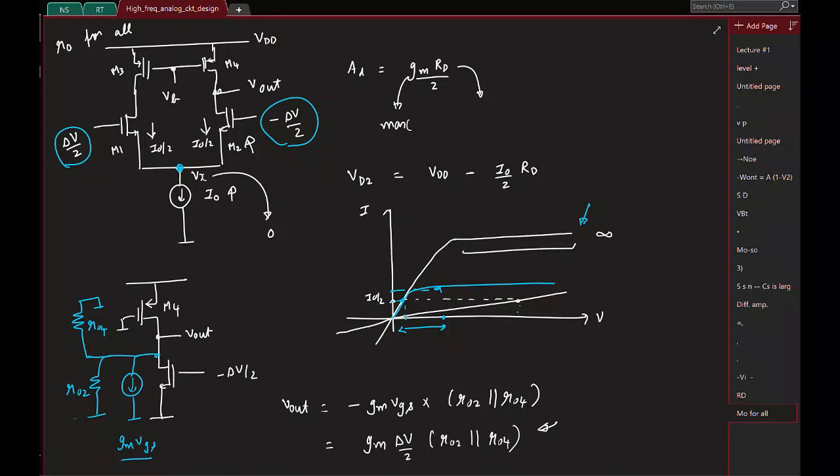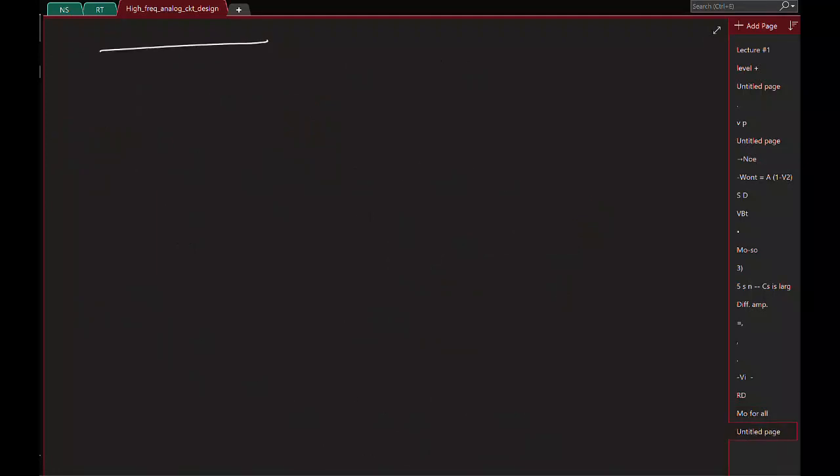Remember, this should be at incremental ground like this, but we need to connect it to some DC bias voltage so that the transistor operates in saturation, right? So let's quickly figure out how we can do that. So we'll redraw the circuit here once. So let's say M1, M2, M3, M4.